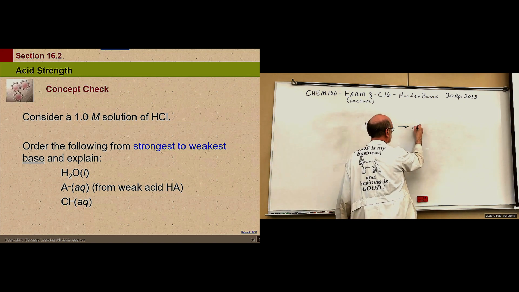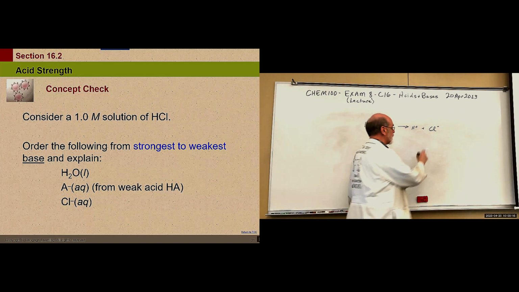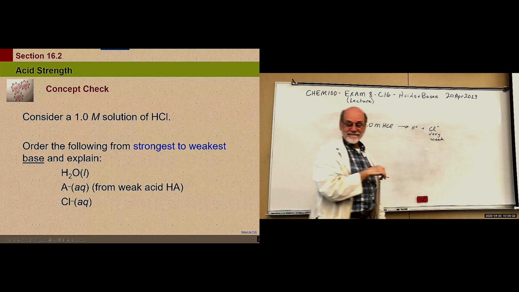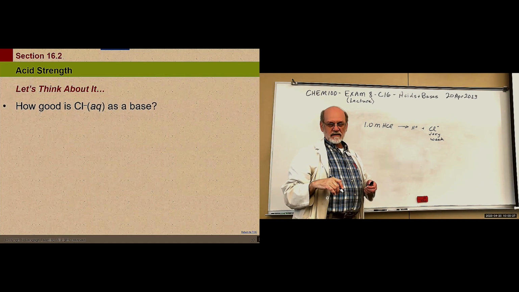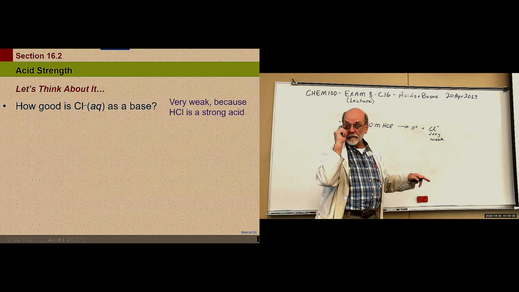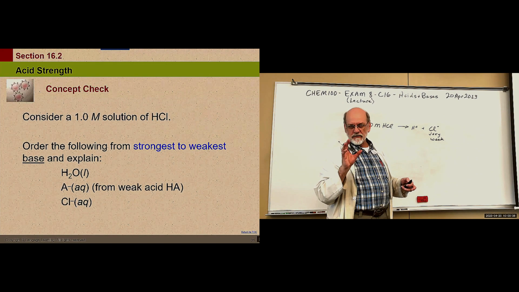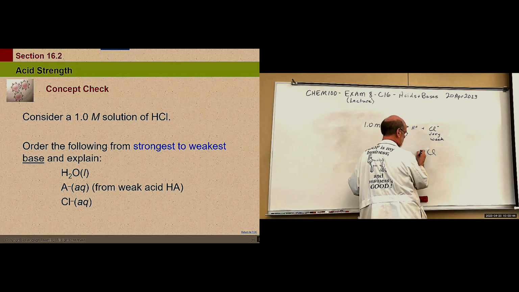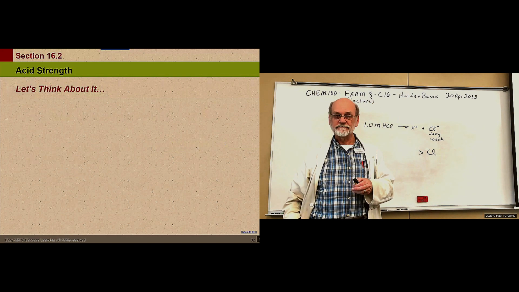Well, it's going to produce this plus this. So this is a strong acid. This is a very, very weak base. Chloride is a very weak base, right? Very weak. So if we're going to put it in order of strongest to weakest, the weakest base would be to the right. It would be this, right here. That would be the weakest base out of that group.